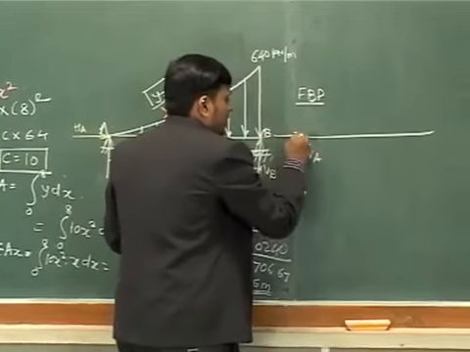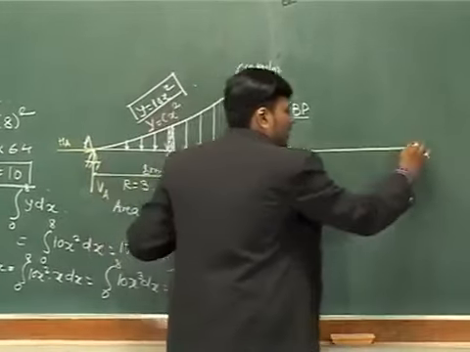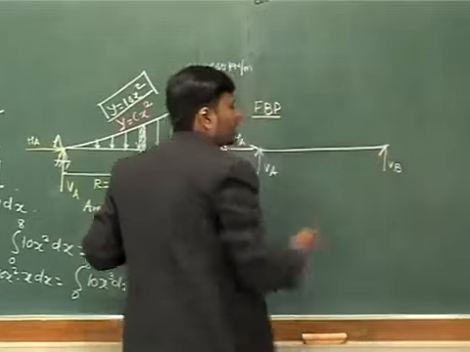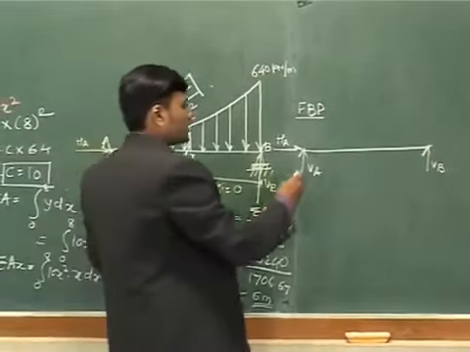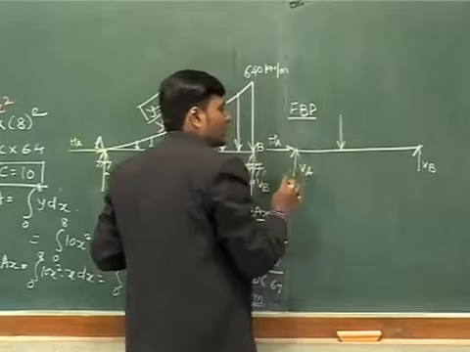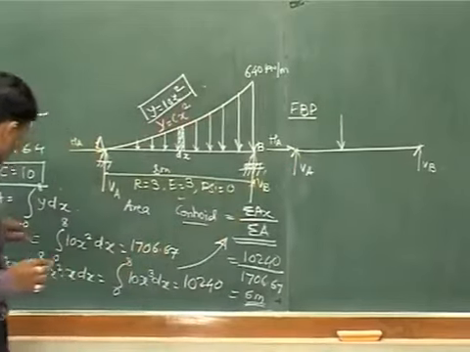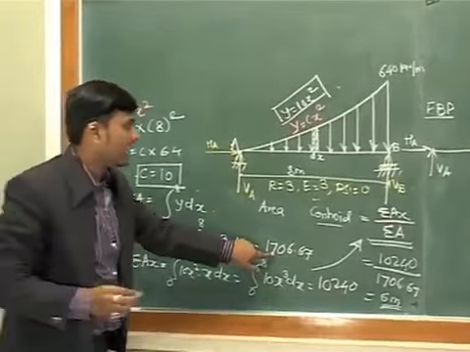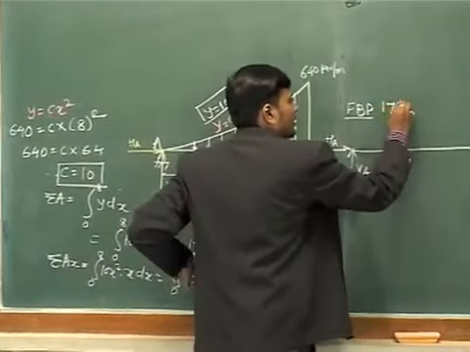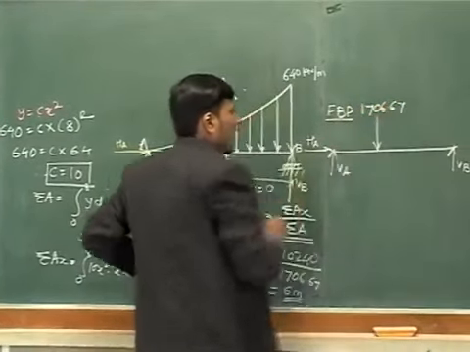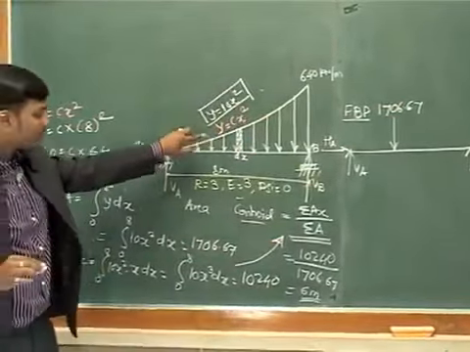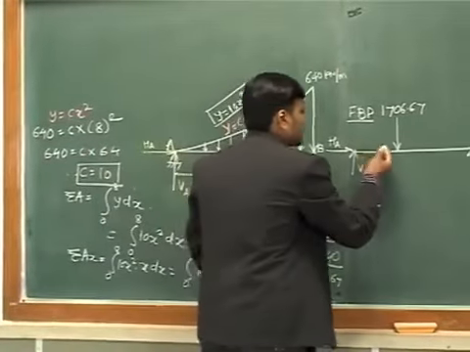Vertical reaction at A, horizontal reaction at A. At B there will be only one vertical reaction due to the roller support. And when you convert it into a point load, the magnitude of the force is nothing but the summation of the area, which is 1706.67, and it is acting at the centroid. The centroid we calculated as 6 meter.